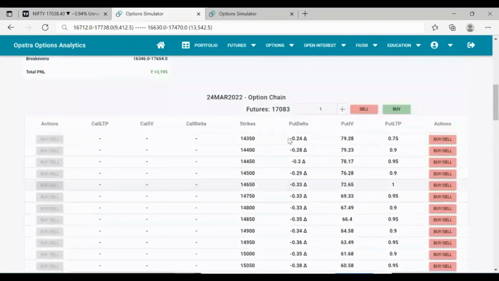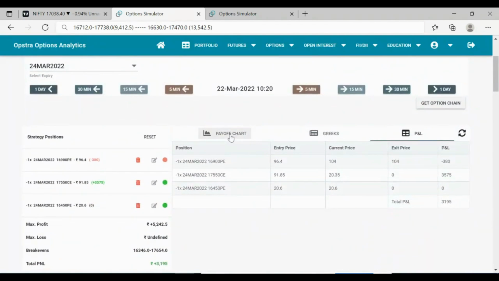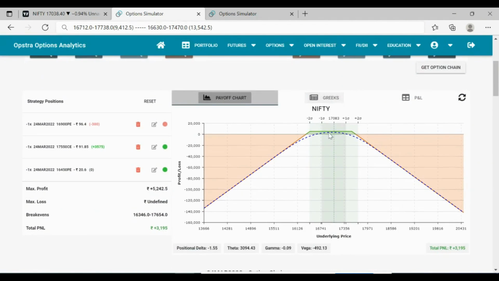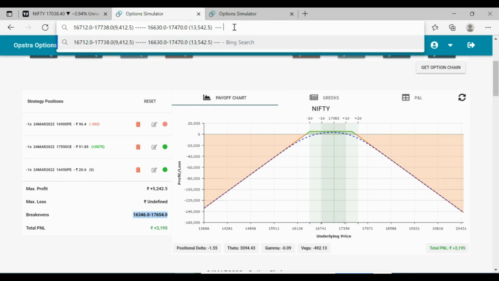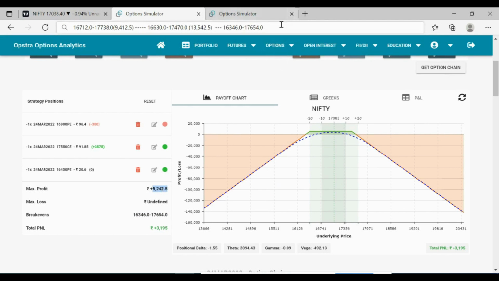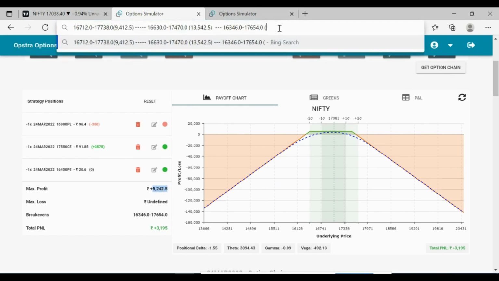Okay, so when I sell this put, I'll come back to my payoff. I'll just copy this entire thing. This is my new break evens. For the second adjustment, what we have done, I'll also take a check on the profit. So this is where the differentiator is.